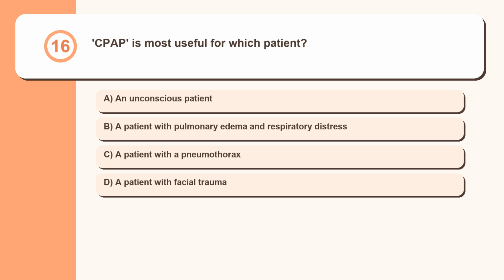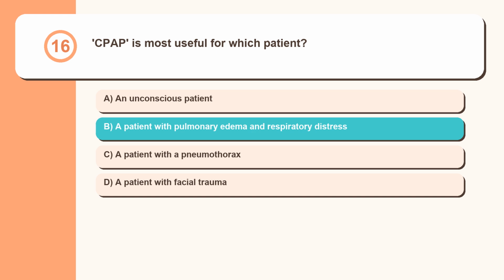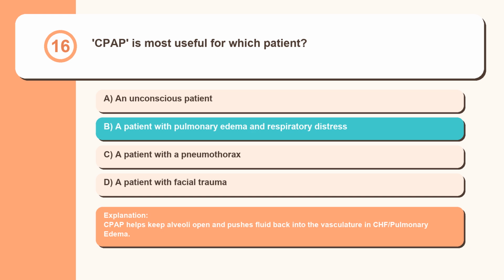Question 16. CPAP is most useful for which patient? An unconscious patient, a patient with pulmonary edema and respiratory distress, a patient with a pneumothorax, a patient with facial trauma. CPAP helps keep alveoli open and pushes fluid back into the vasculature in CHF/pulmonary edema.